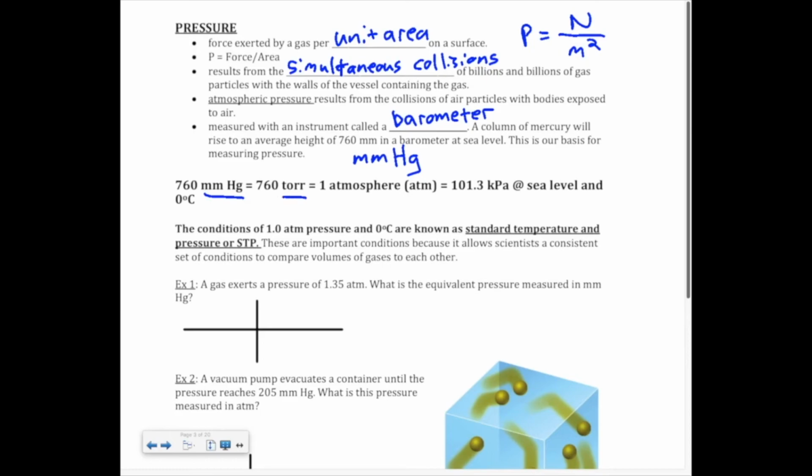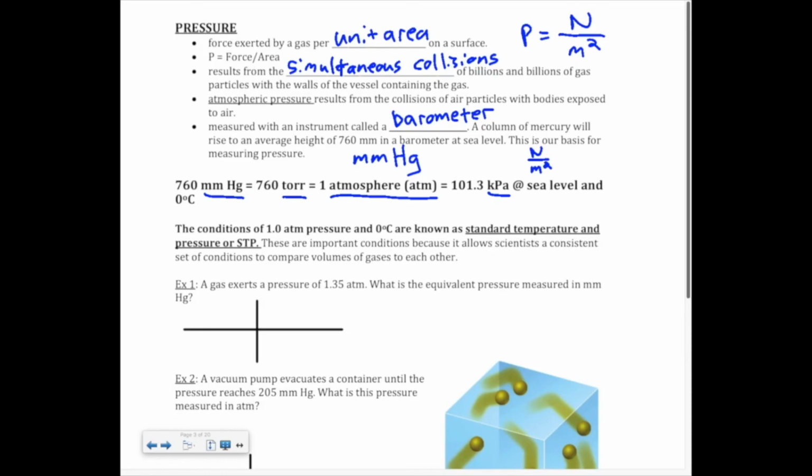Now we also use the value of torr because Torricelli was the first person who came up with this. So we named the unit after him. We just shortened it. But this is actually what you're feeling right now because we live at 1 atmosphere or close to it. Now kilopascals is based off of the SI unit, and that's based off of newtons per meter squared. And sometimes you run into that. Okay, so those numbers are there for you, and you don't have to memorize them.